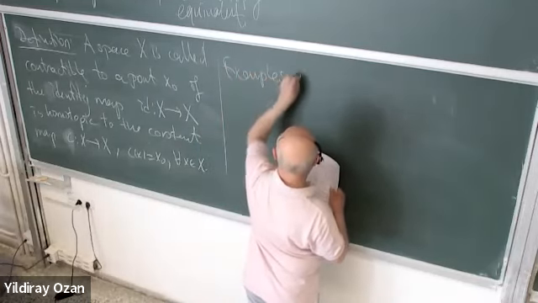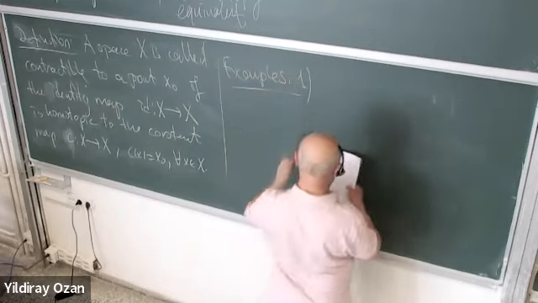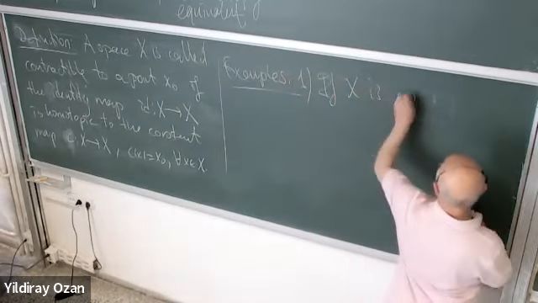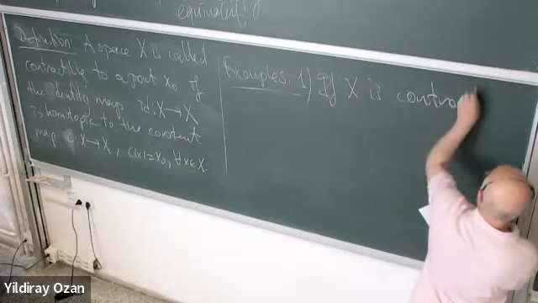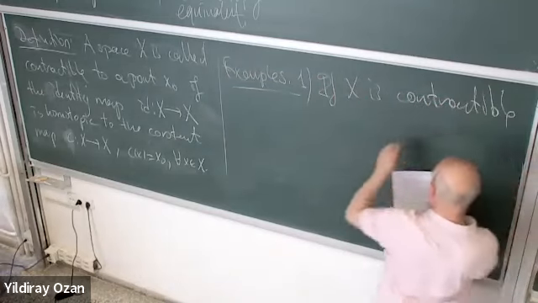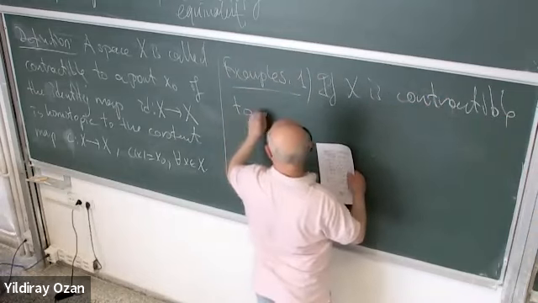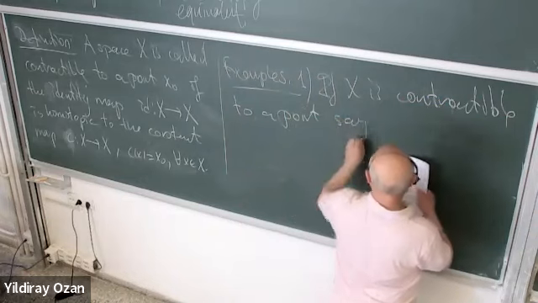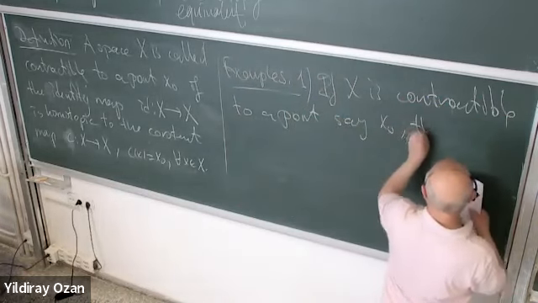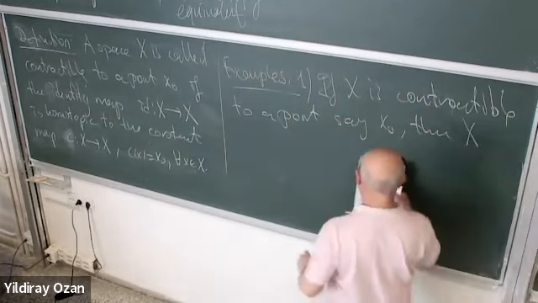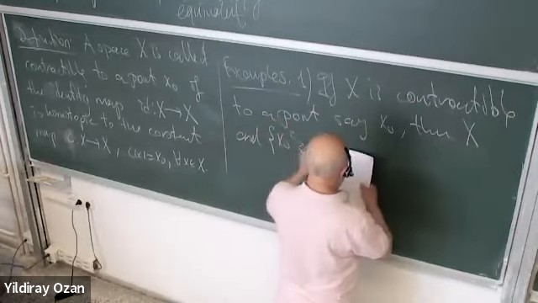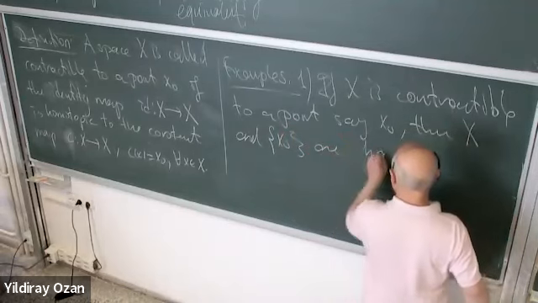Examples of homotopy equivalent spaces. If X is contractible to a point, say x0, then X and this point are homotopy equivalent.